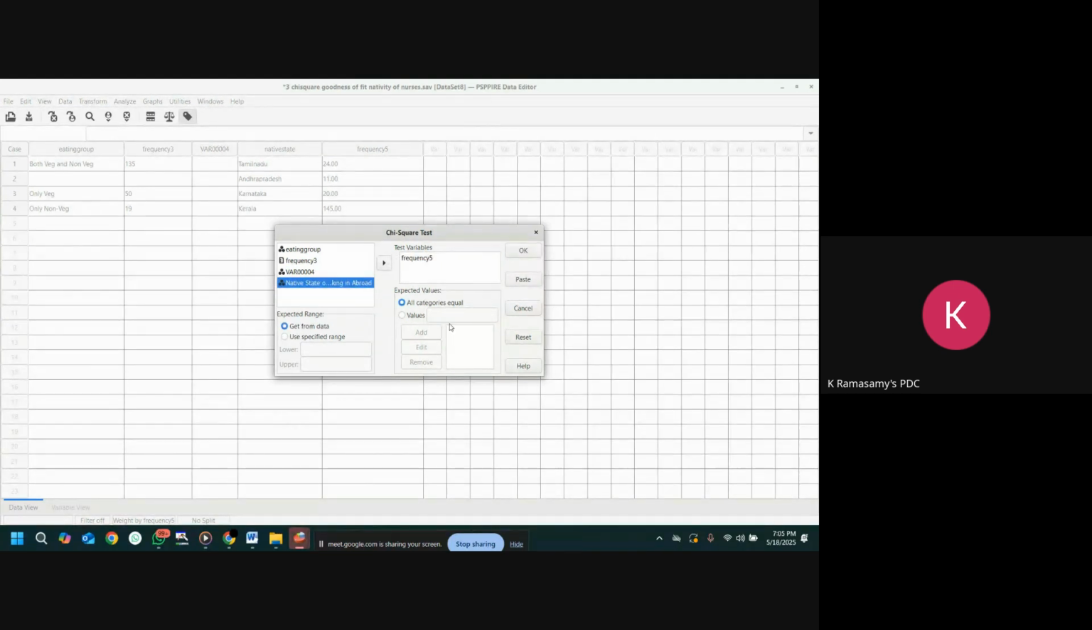Here, you need to type the values. What are the values? 10%, add. Then comes Andhra 5%, okay. Karnataka 10%, okay. Kerala 75%. What is my ratio? 10 is to 5 is to 10 is to 75. This is an internationally accepted ratio. I want to check it. Say okay. Now, let us go to the output window to check.